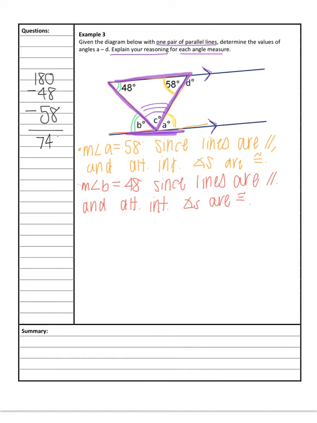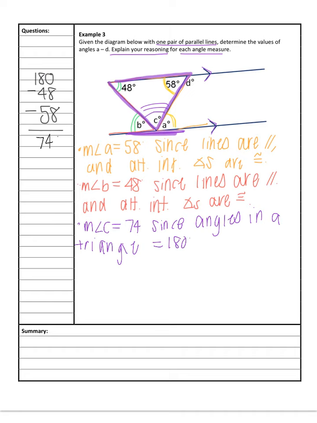All right. So I'm going to write my explanation using the fact that angles in a triangle have to add to 180. But remember, you could write the same exact thing and say because angles in a straight line have to add to 180. Either one of those will be correct. It's whatever one your brain went to first. So the measure of angle C equals 74 since angles in a triangle equal 180.